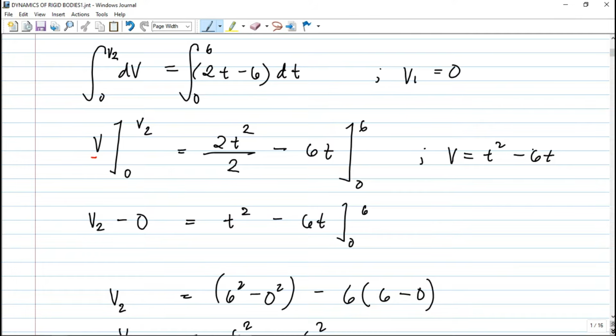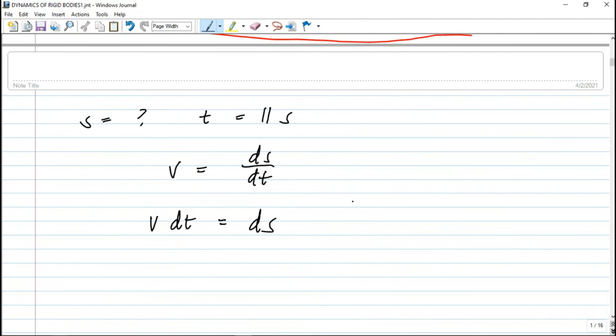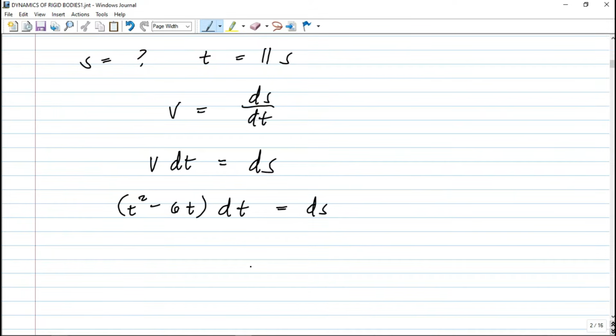So we just substitute this into our differential equation. So v is equal to t squared minus 6t. In order for us to integrate, we have dt and equals ds. So we just integrate both sides, from 0 to, since our time is 11 seconds. So what is s when time is 11 seconds? So that is from 0 to 11.